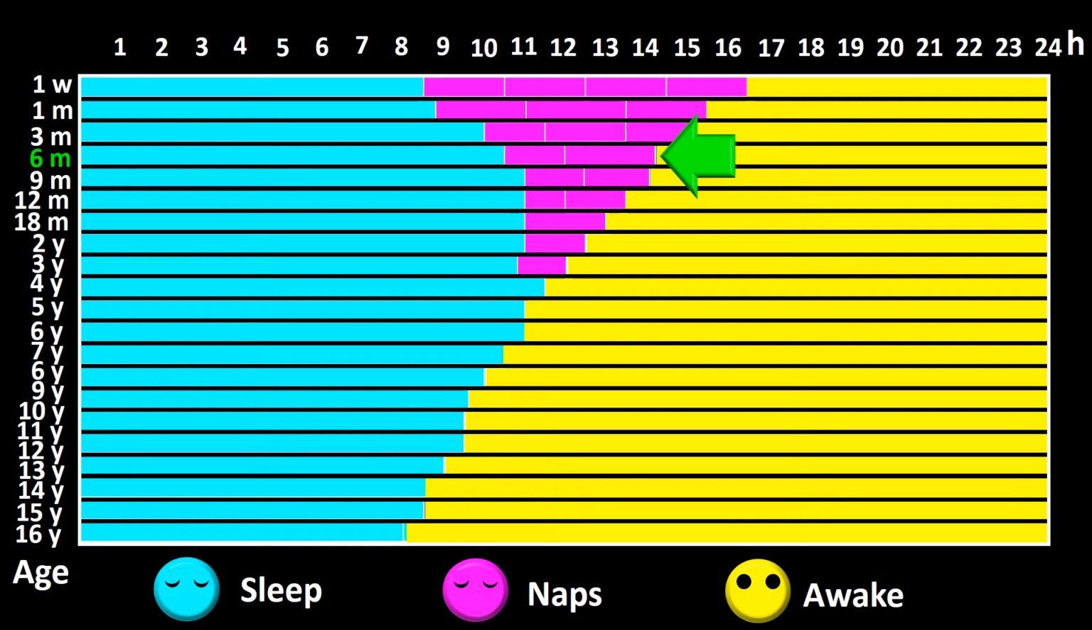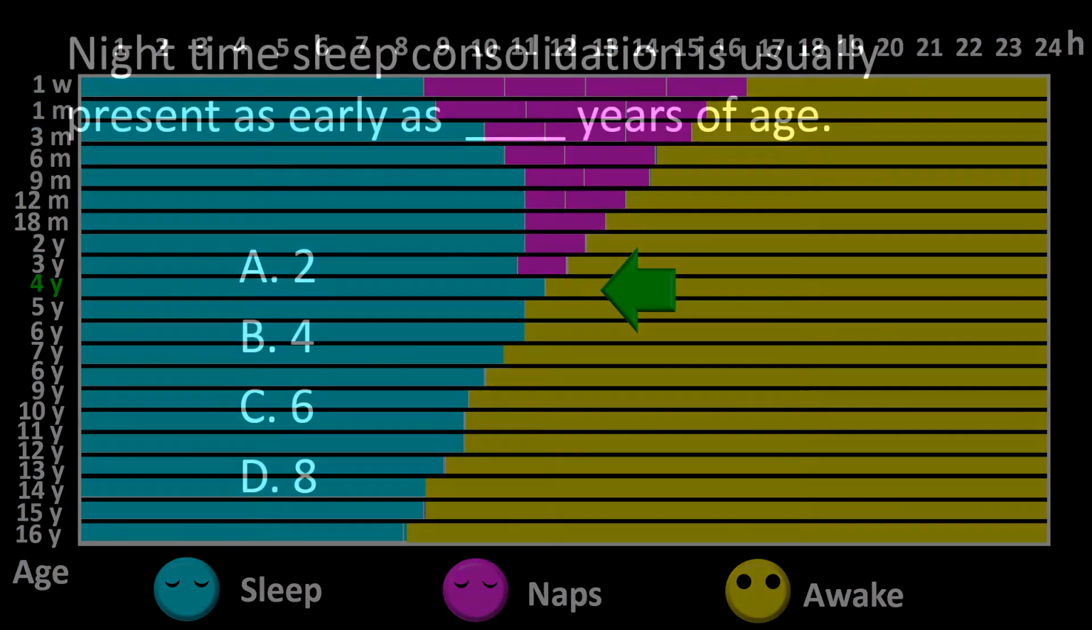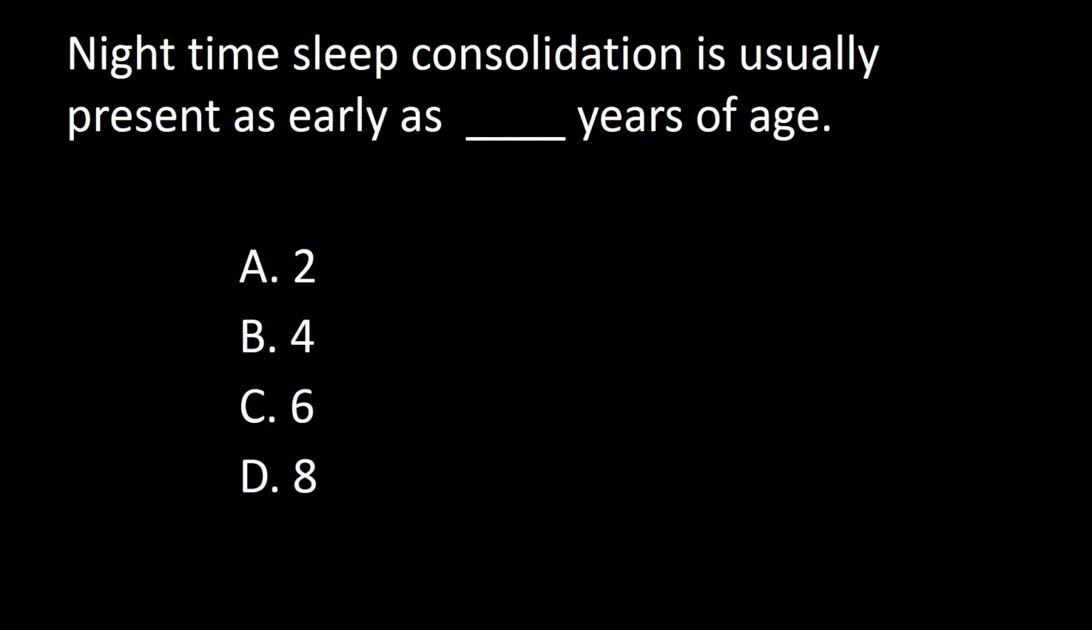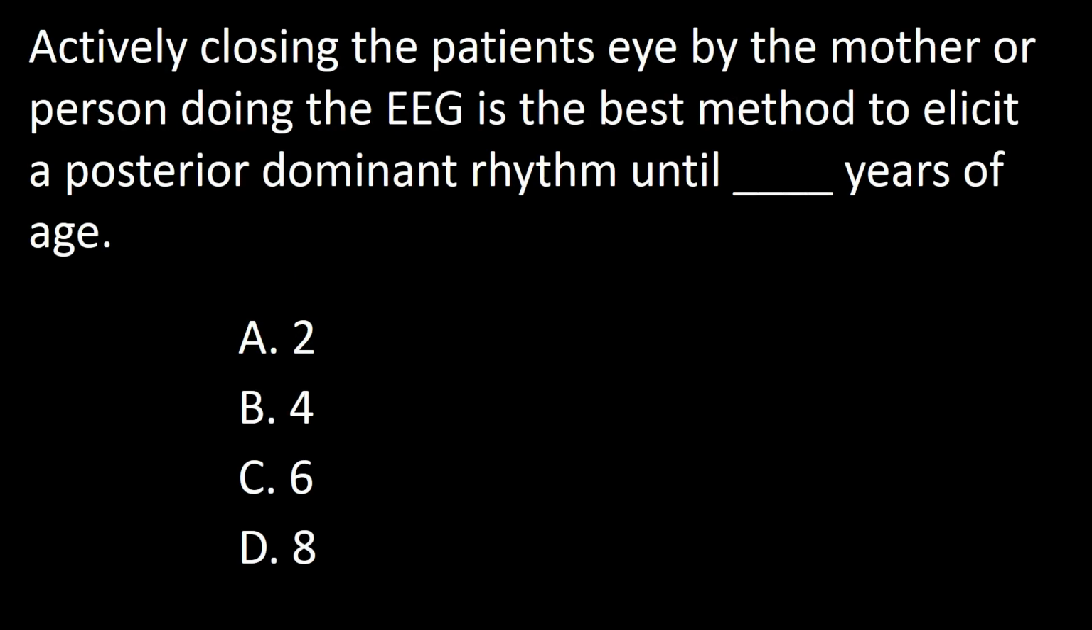During 6 months of age, there are 3 sleep periods. There are 2 sleep periods by 3 years of age, and by 4 years, the sleep period is consolidated to 1 nighttime sleep period. So the answer to this question is B.